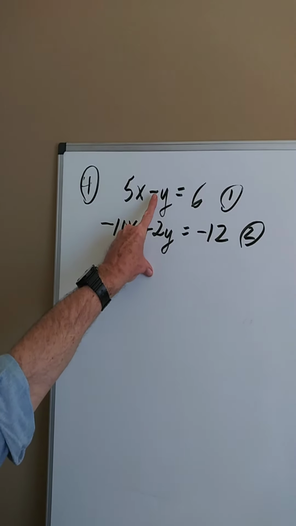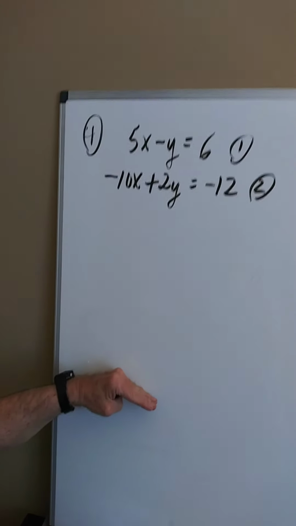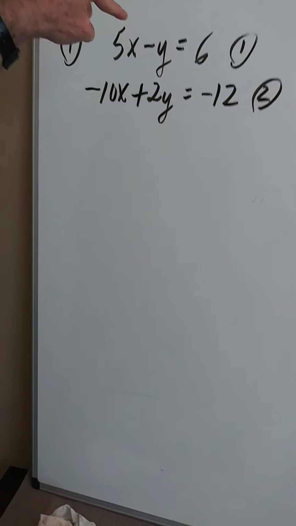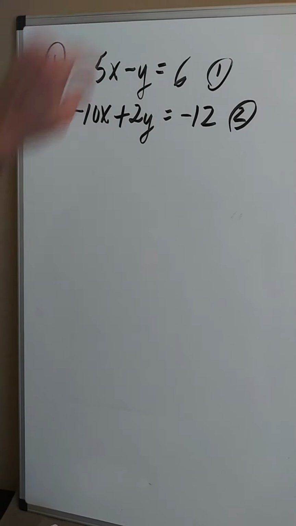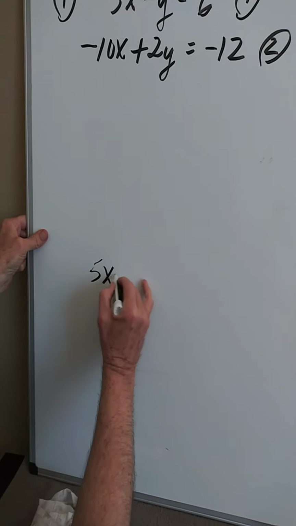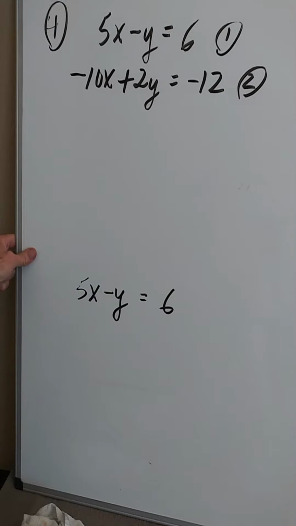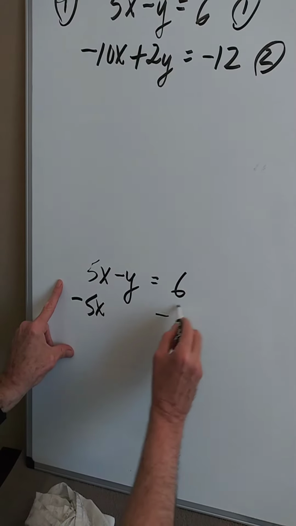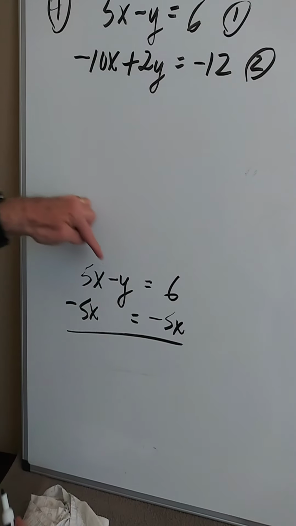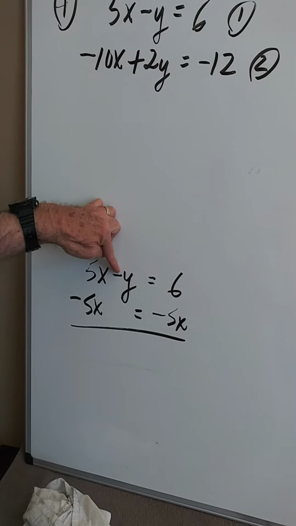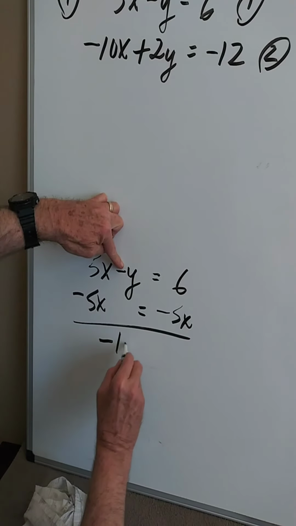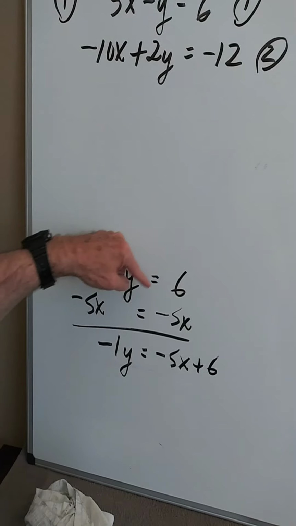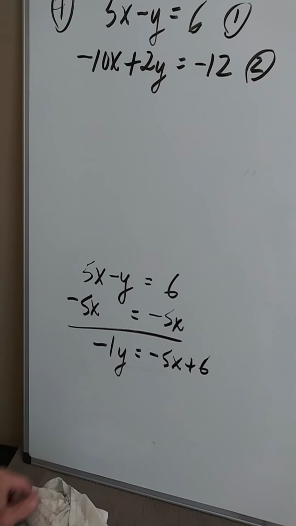Take this equation number 1, bring it down. This equation is going to receive the substitution that this equation is going to give us. Bring down number 1. 5x minus y is equal to 6. Get rid of that 5x. Negative 5x, negative 5x. When you bring down this term, I believe it's best to show its coefficient. Negative 1y is equal to negative 5x plus 6, or 6 minus 5x, it doesn't matter.